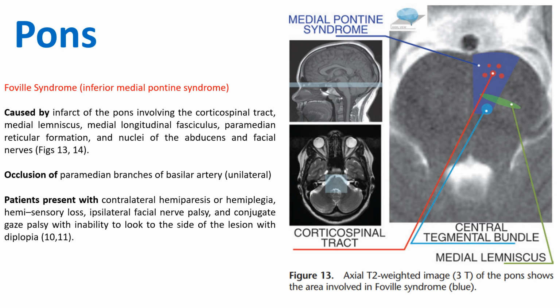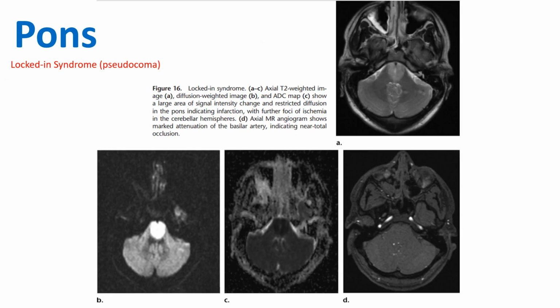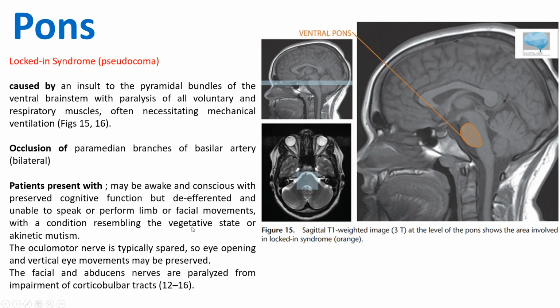Remember, in Foville syndrome, we have a unilateral affection of these paramedian branches of the basilar artery. In this locked-in syndrome, we have bilateral affection of the pons on both sides, which is a very serious condition. If it is unilateral, this will be Foville syndrome. What happens? The patient is awake and conscious with preserved cognitive function. He is oriented, but he cannot speak and cannot perform any limb or facial movement. That's why we name it the locked-in syndrome.